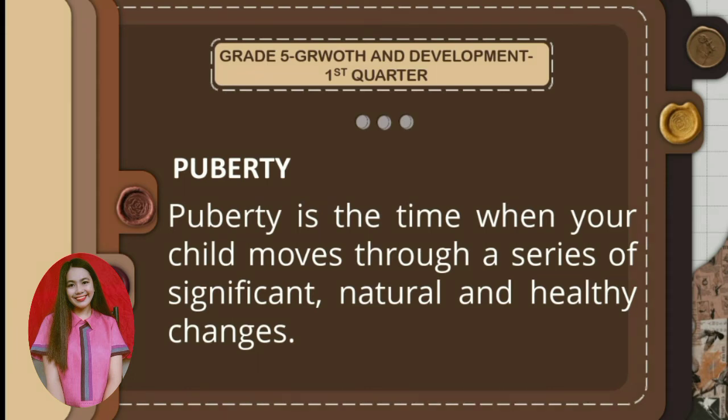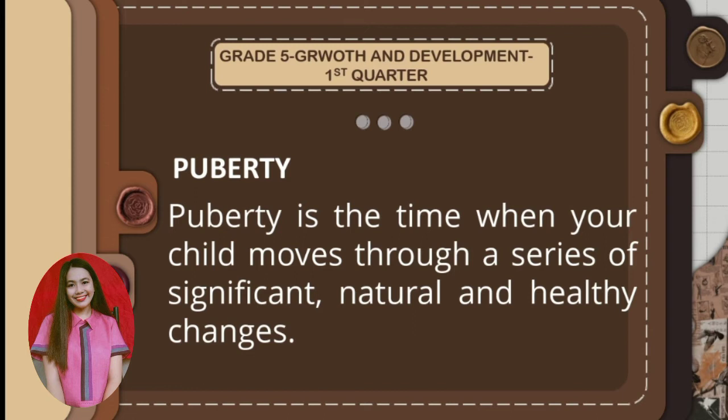Puberty is the time when a child moves through a series of significant, natural, and healthy changes. These physical, psychological, and emotional changes are a sign that a child is moving from childhood towards adulthood. Changes in puberty include the physical growth and development inside and outside of the children's bodies, changes to children's sexual organs, brain changes, and the social and emotional changes.